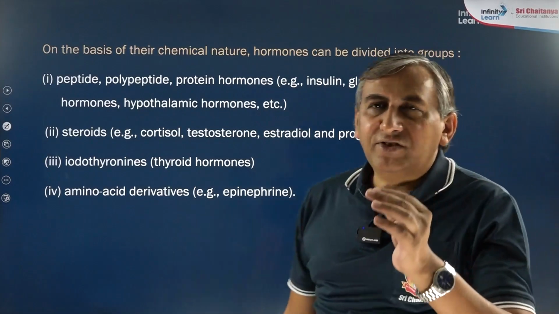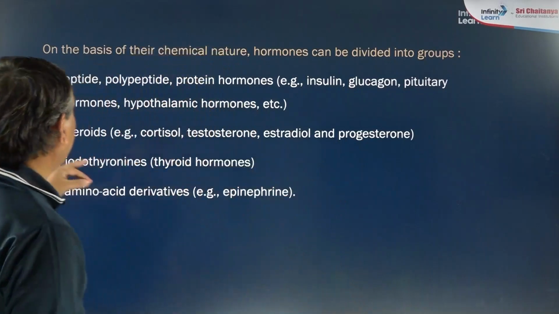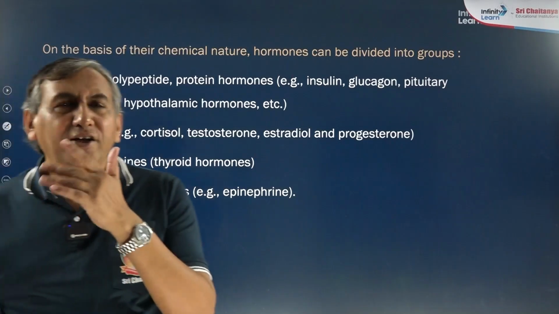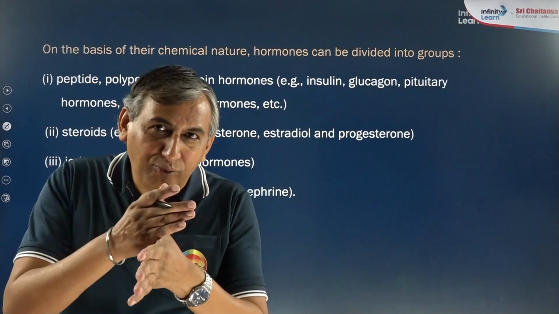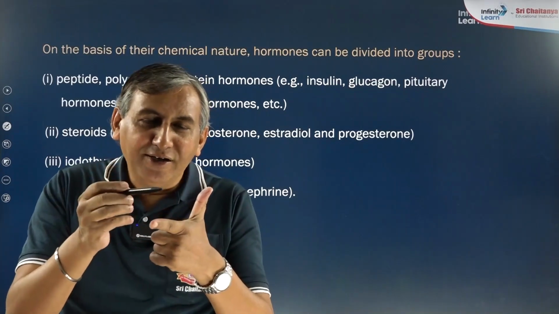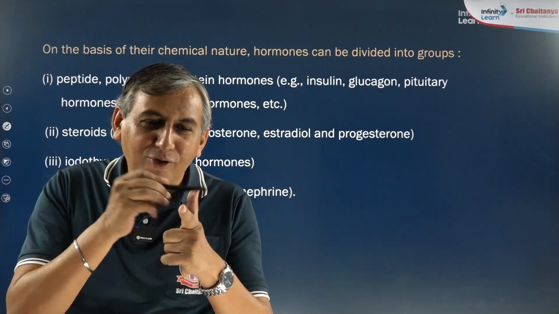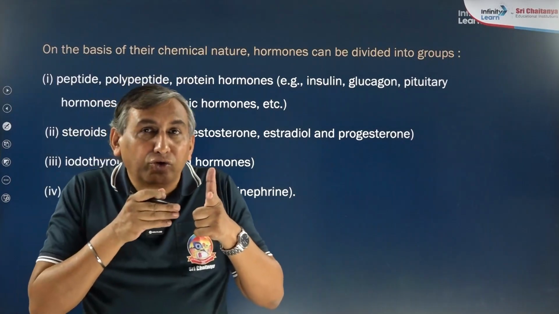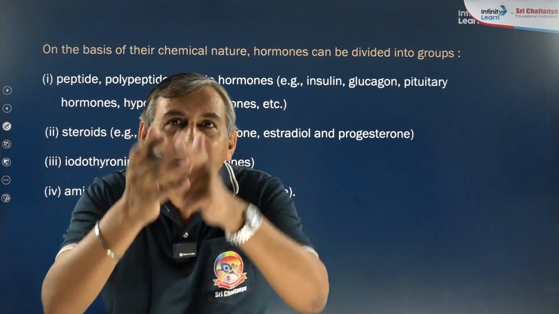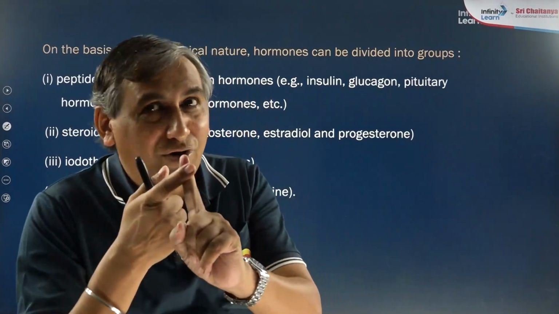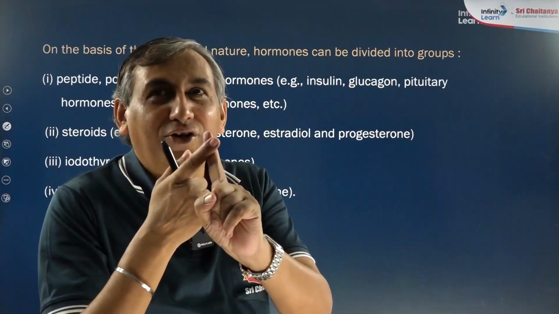Chemically, means on the basis of chemical structure, all hormones are classified into two groups. Basically in NCERT they have given 4 groups, but I will say there are only 2 groups of hormone: lipid soluble and lipid insoluble. Lipid soluble hormones are those that can cross the cell membrane, because the cell membrane is made of lipid. Lipid insoluble means they are water soluble. Are you getting? They cannot cross the cell membrane.